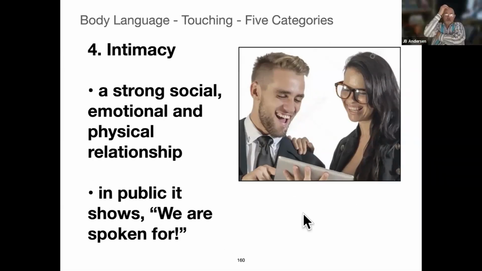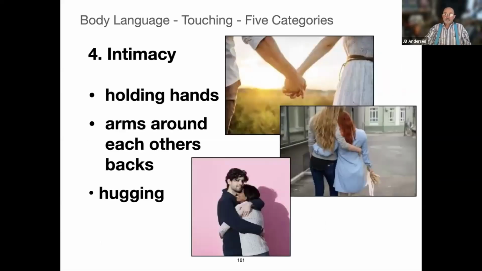So strong social, emotional, physical relationship, intimacy. In public, it shows we are spoken for. That's not what this couple is showing. Here we have bonding, intimacy. There's people holding hands, as in the upper image. The middle image, arms around each other, and hugging in the bottom image. These are all things that occur over an extended period.